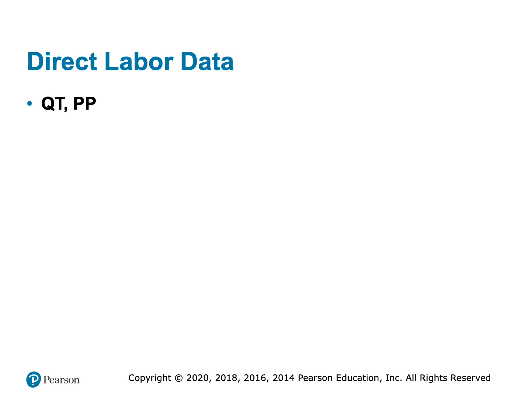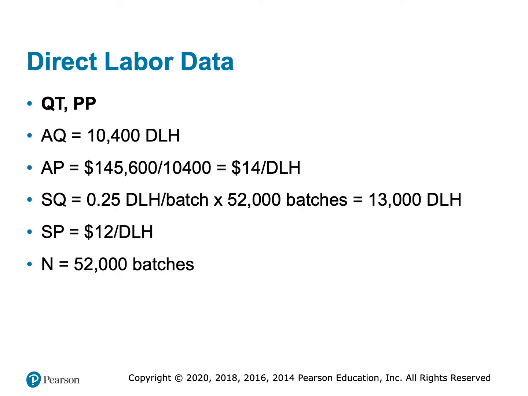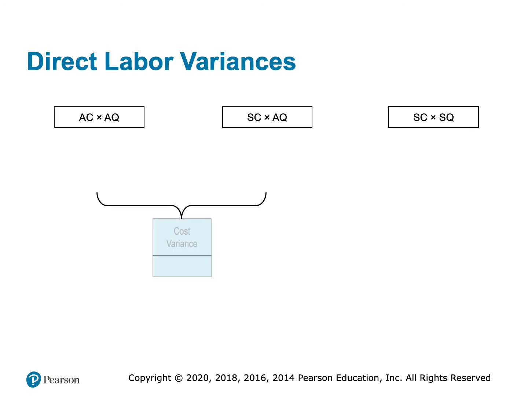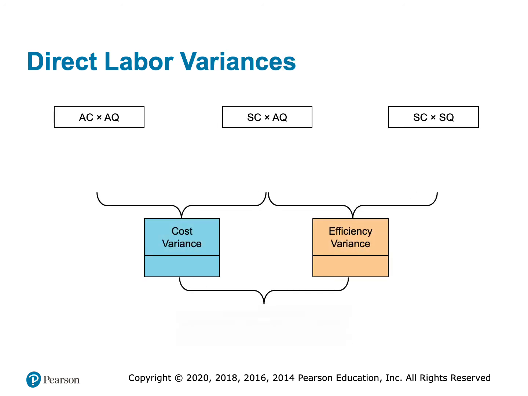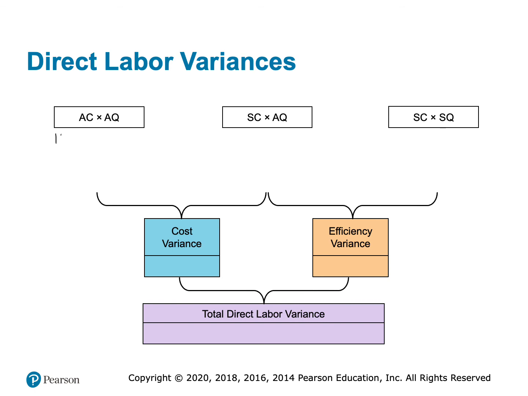So now that we have our data here, let's plug it into our chart and get to work. All right, so looking at my chart here, I know that my actual cost was 14 and my actual quantity was 10,400, which gives me 145,600. My standard cost was $12 per hour and my actual quantity was again 10,400 hours. So when I multiply that out, I get 124,800.